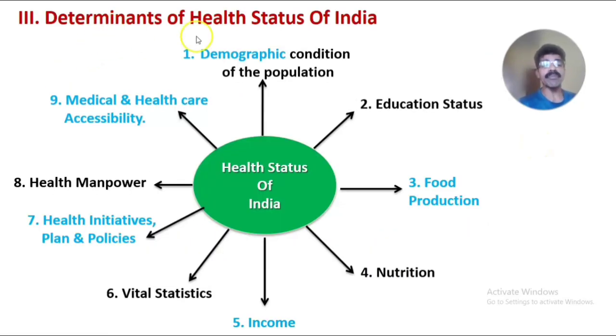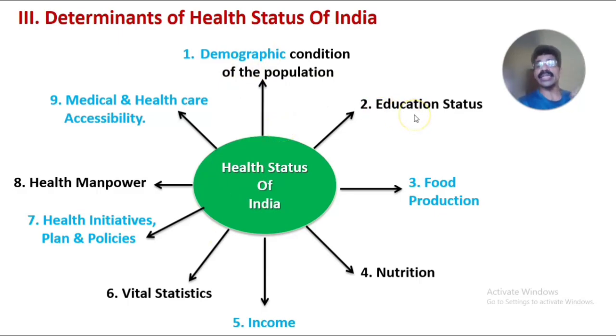Next is determinants of health status of India. What are the factors influencing the present health status of the people in India? The first factor is demographic condition of the population. Demography, that is size of the population, number of population. As we have already discussed, we are the most populous country in the world.